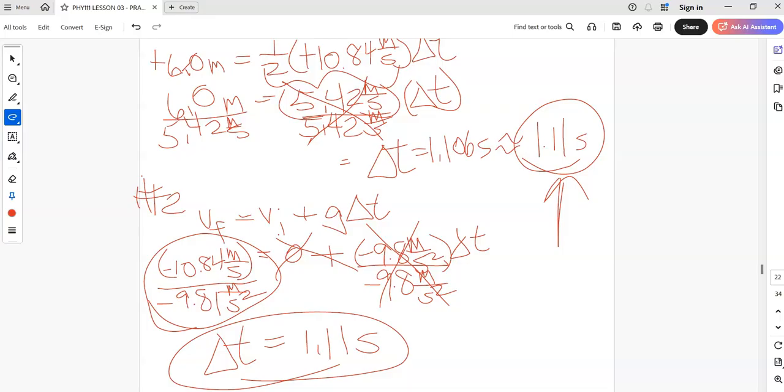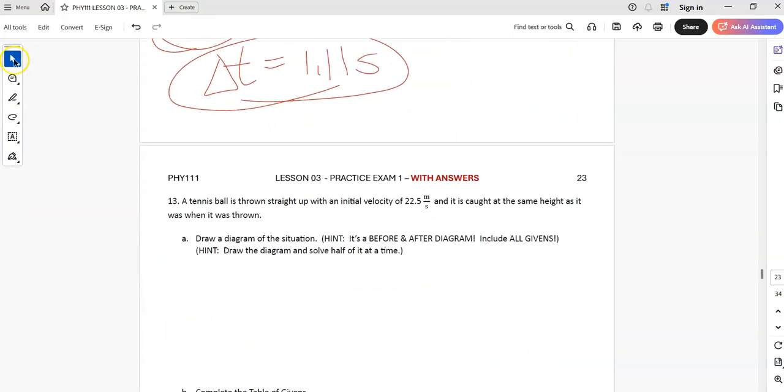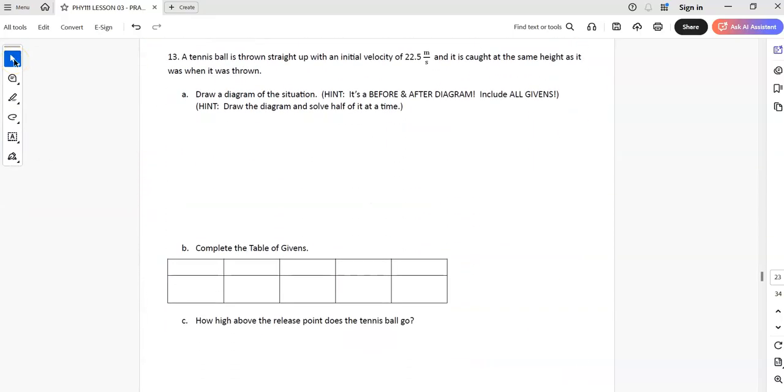Okay, let's take a look at the next problem. Next problem is a tennis ball is thrown straight up with an initial velocity of 22.5 meters per second. That's positive 22.5 meters per second because it's going up. And it's caught at the same height as when it was thrown.